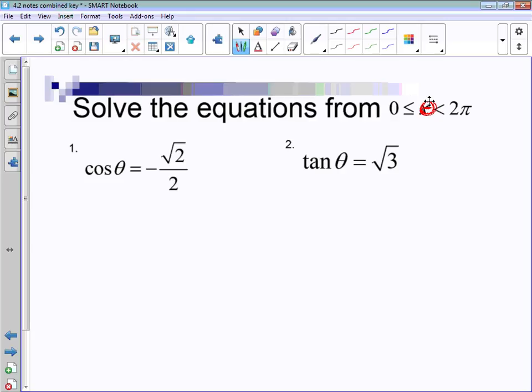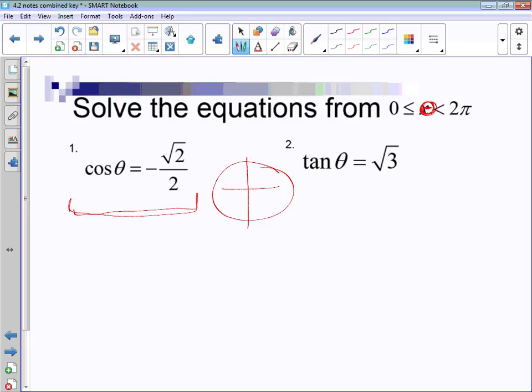Your directions are telling you you're going all the way around the circle from 0 to 2 pi. Okay? So what you have to do is tell me where on your circle, all the way around your circle, does cosine equal... I just drew a circle so you know what I was talking about. Where on that circle is cosine equal to negative root 2 over 2?